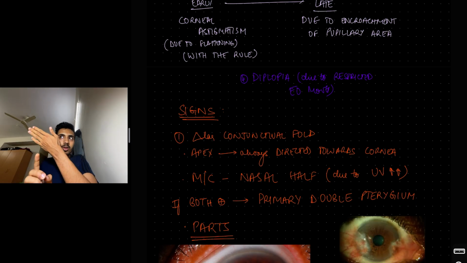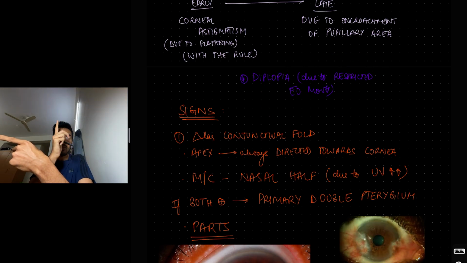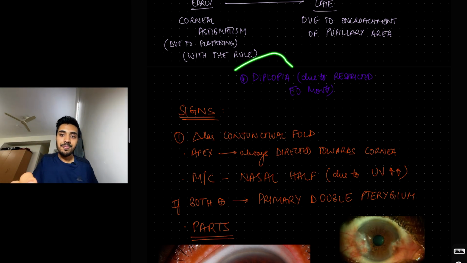So let's say I want to look this way. So my left eye is moving that way. It's seeing one image. But let's say I have a pterygium in my right eye. My pterygium right eye is not able to move because of restricted extraocular movements. So my pterygium right eye is still stuck here. So one eye is looking here, one eye is looking there. So that will cause diplopia, double vision. So that is one more. So that is about symptoms.